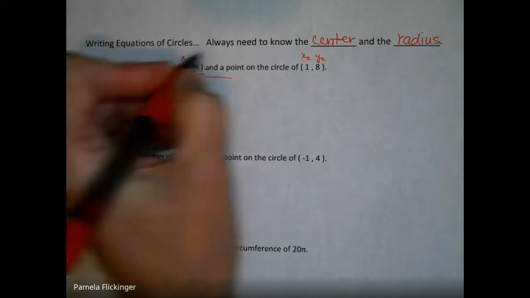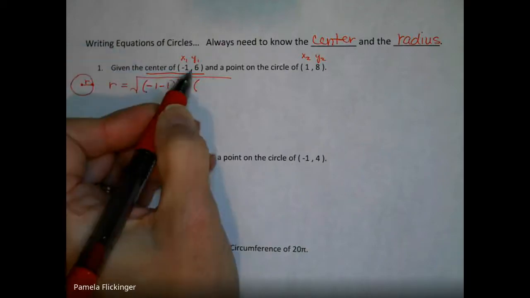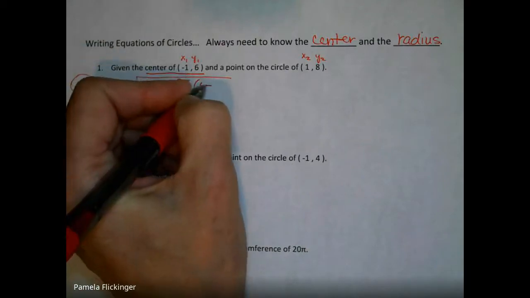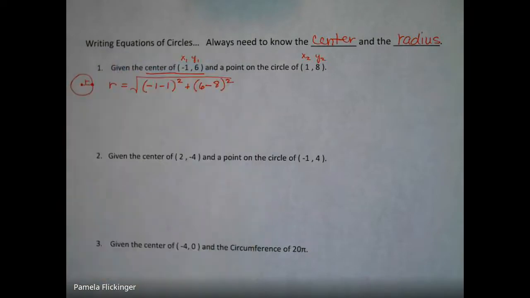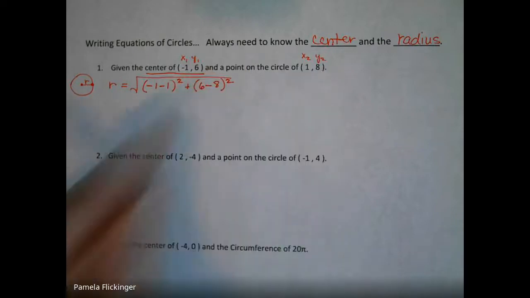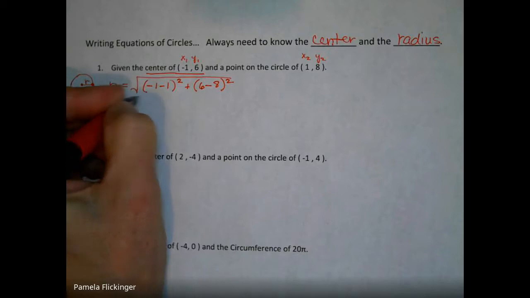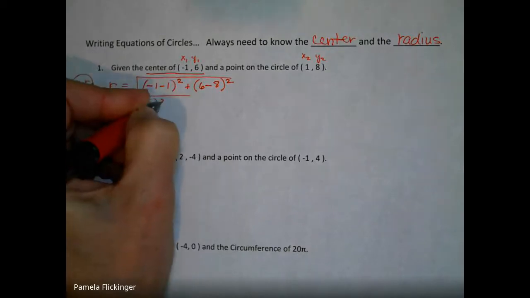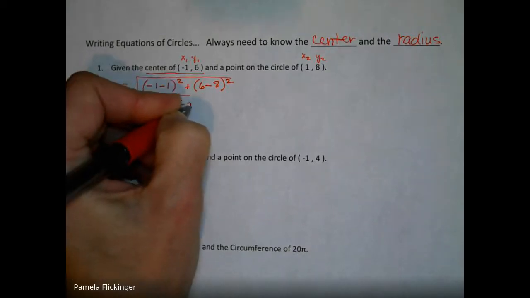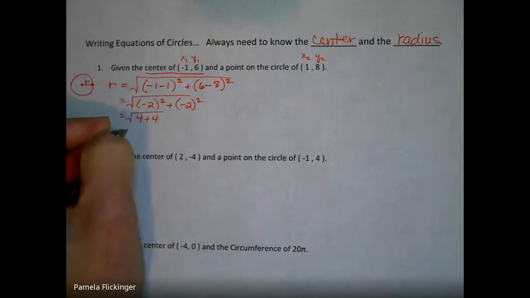So I'm doing x1 minus x2 squared, which is fine as long as now I do y1 minus y2. All right, if you did 1 minus -1, then you would do 8 minus 6. All right, so keep going. So I've got -2 squared plus another -2 squared. That gives me 4 plus 4, which is the square root of 8.